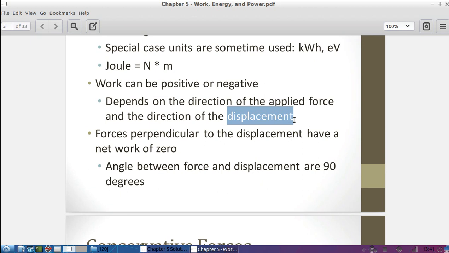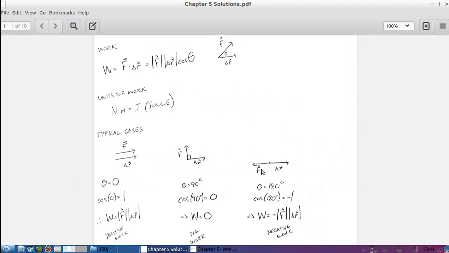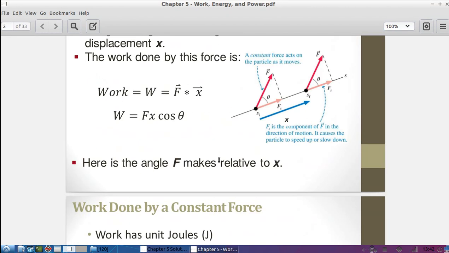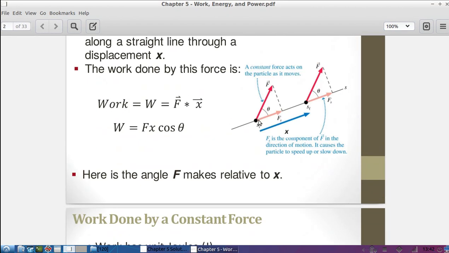So I'm going to go through a couple cases that will change the value of the work done on an object. So typical cases here, right? We've got a force that's in the direction of the displacement, right? Or maybe it's like this right here, where there's some component in the y direction, but there's a component in the x direction. All right.